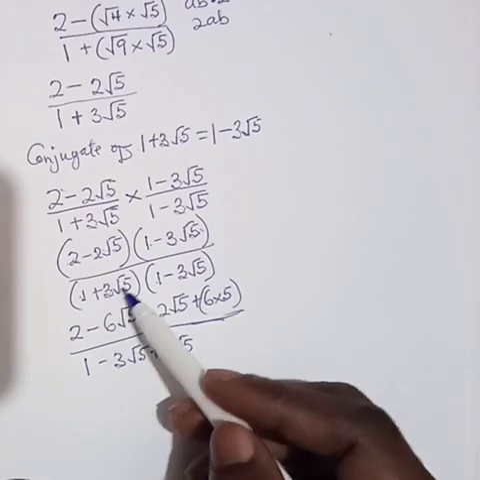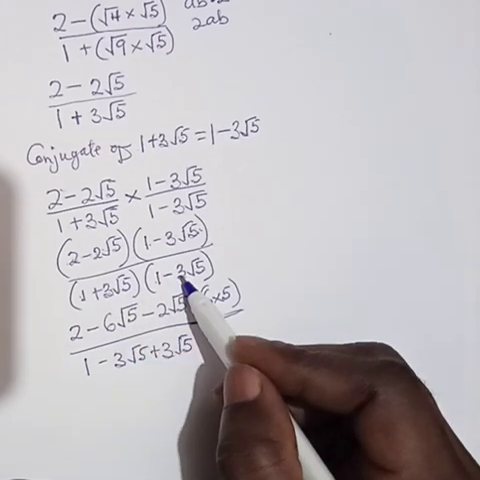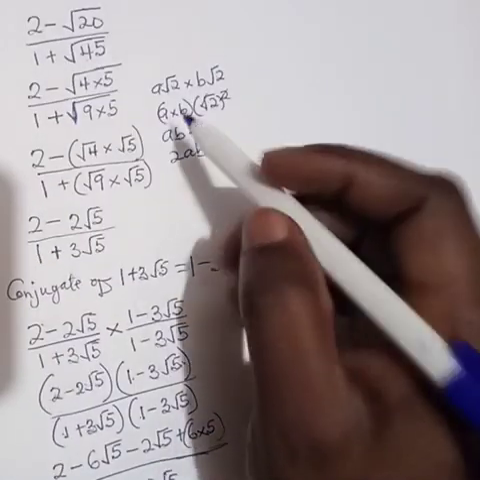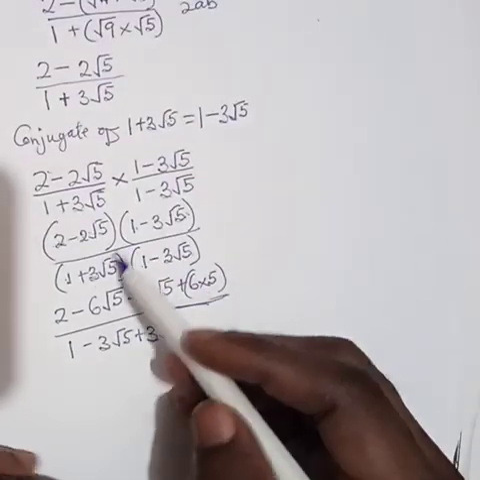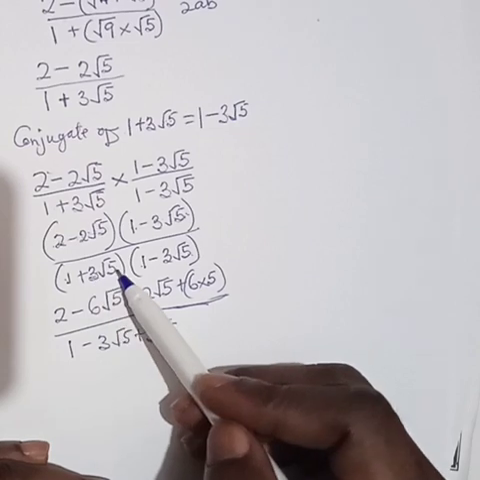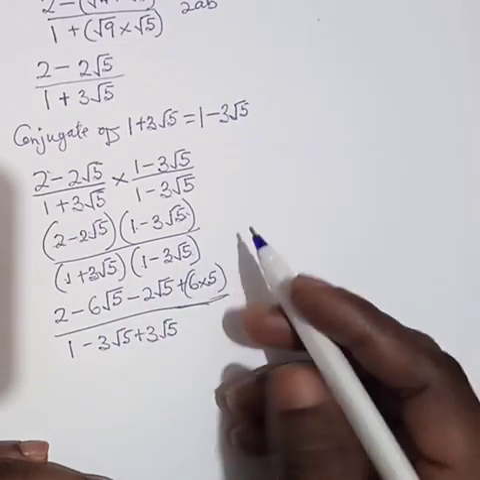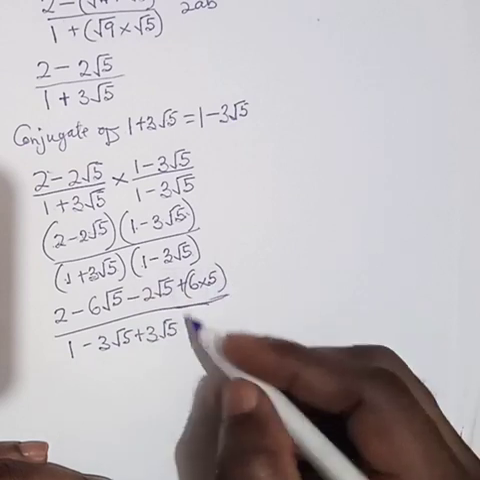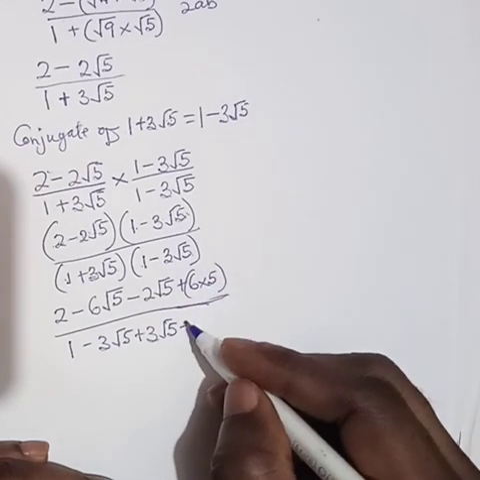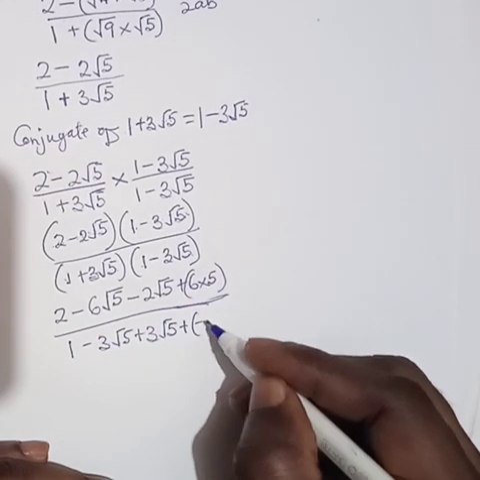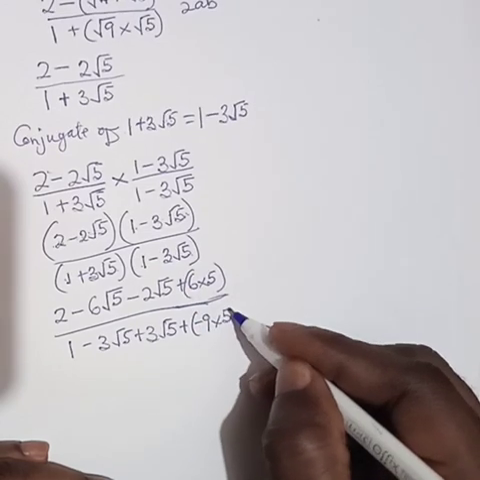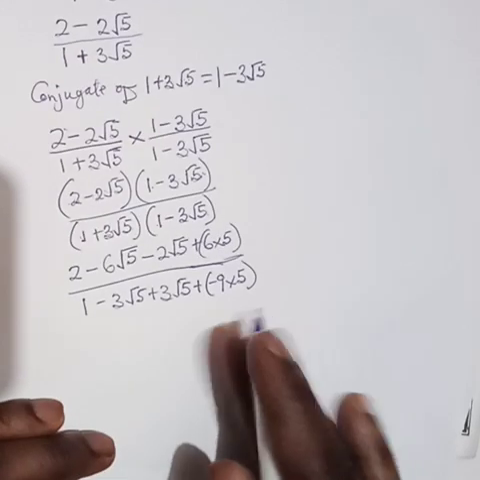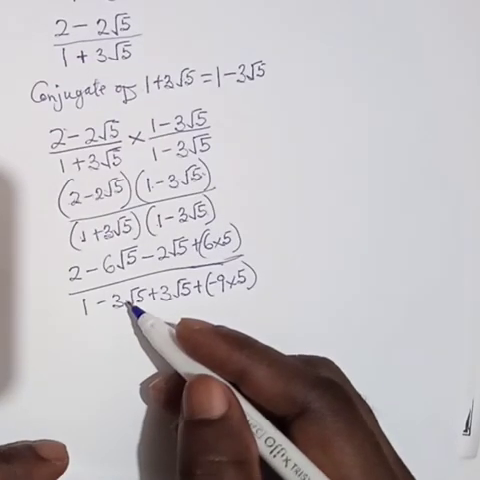Now 3 root 5 also times negative 3 root 5. So we apply the same here, what we did here. So we are going to apply the same there. So 3 root 5 times negative 3 root 5 will give me what? So this here becomes, let me write, plus negative 9 times 5. Okay, great.